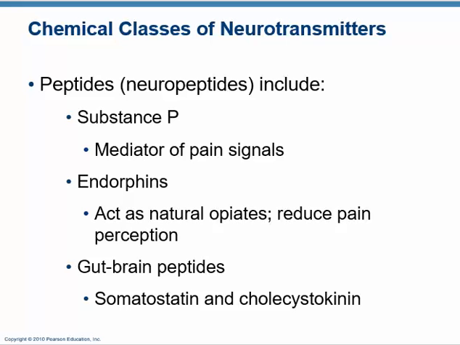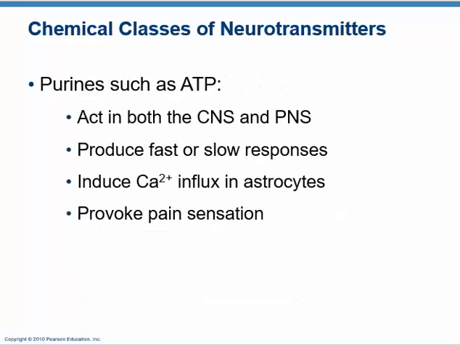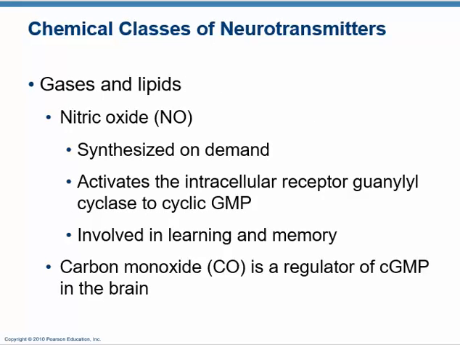So those are just plain amino acids. There are peptides, which are like small protein-like things. So endorphins and substance P, etc., fall into these classes. There's small polypeptides. You can have purines. ATP can act as a neurotransmitter. There's various fats that can do it. Nitric oxide is a big one.